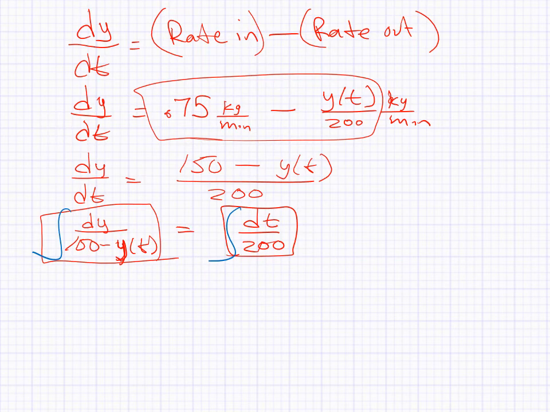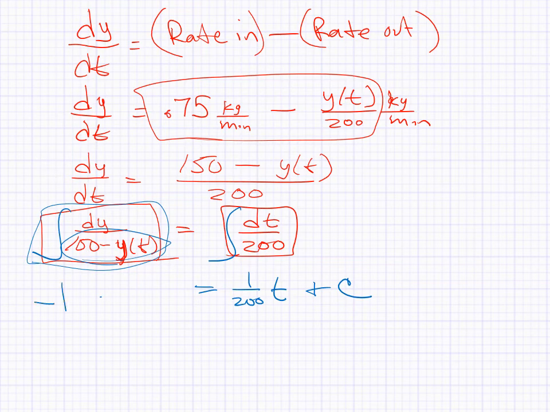What's going to happen here is I'm going to end up with a logarithm on the left-hand side. On the right-hand side, this is a constant, so this is just going to be 1 over 200 t. I'll throw a plus c here. Again, over here, this will be a logarithm. I have a u and a du. I'm going to be off by a negative, so I'm going to get negative log of 150 minus y of t, however you want to write that. And then from there, I could finish solving this for y.